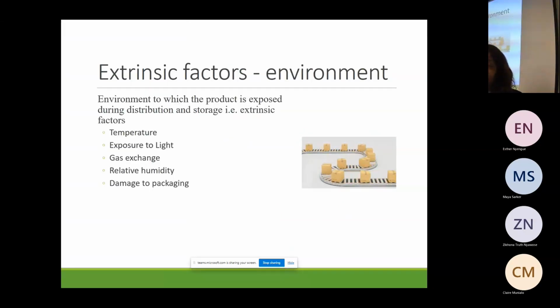And then if you look at the extrinsic factors, we package our products and move them from one area to another. As they are moving, whether within the factory or on the conveyor belt, the temperatures can vary from room to room. And those variations in temperature can have an impact on the shelf life. So you see that extrinsic factors such as temperature, exposure to light, gas exchange, relative humidity, and even damage to the packaging can affect the shelf life of a product.